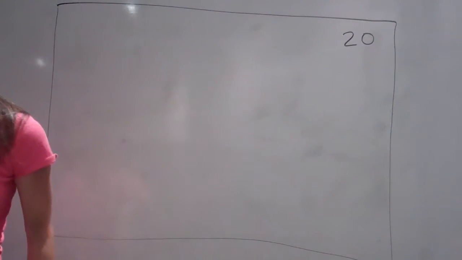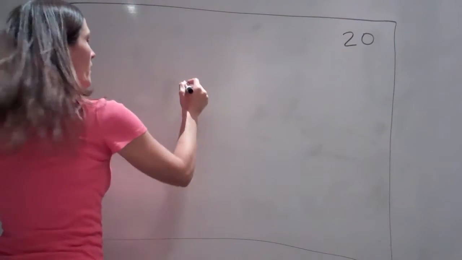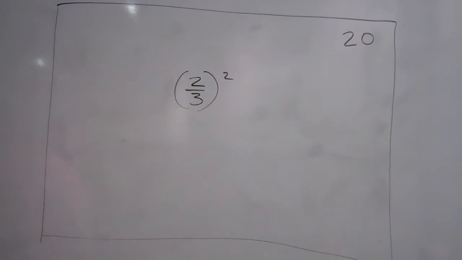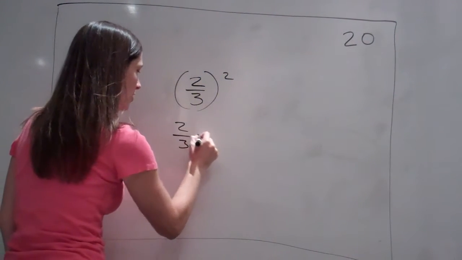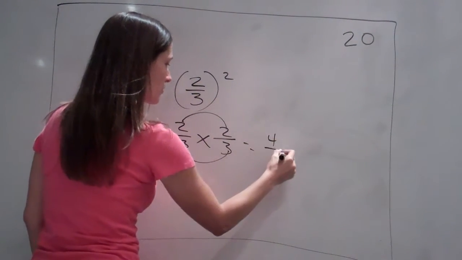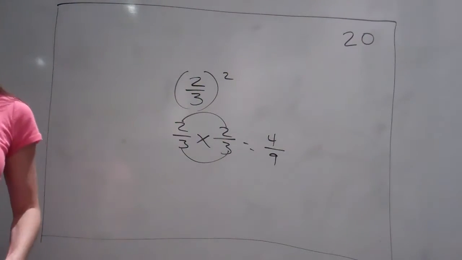Now, let's see, you see this problem right here. What does that mean? 2/3 times 2/3. Yes, exactly as it is. 2/3 times 2/3, which we do 2 times 2 is 4, 3 times 3 is 9. That would be our answer.